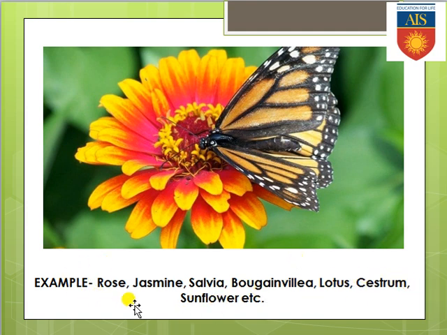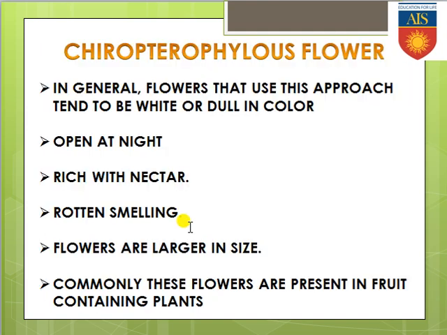So these are the examples of the flowers which commonly get pollinated with the help of insects. Okay, so these are all insect pollinated flowers, or entomophilous flowers. So let's go to the next slide. In the next slide, we will be discussing Cheiropterophilous flower features.